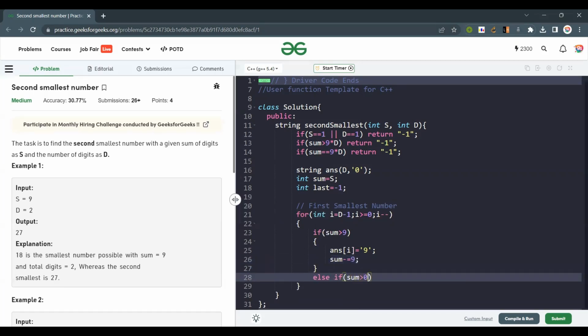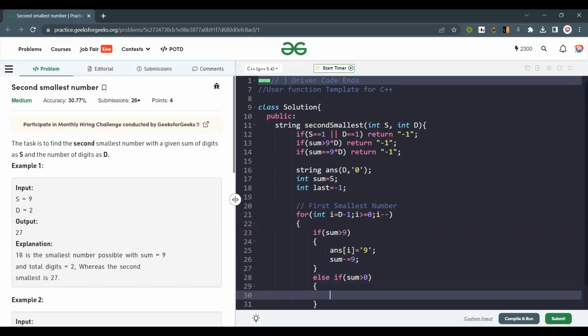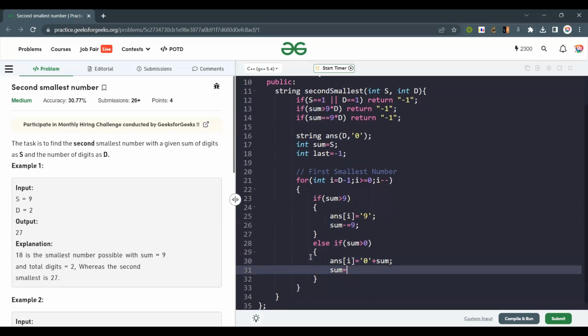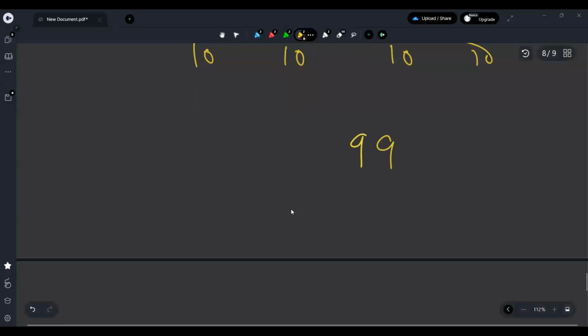Now if sum is greater than 0, what does that mean? That means answer[i] is equal to 0 plus sum. Also, sum is set to 0, because if the last number is, let's say, 8, just 8 will be there and sum will become 0, because I can't add any more. The rest will be 0 0 0. If I am adding 9 9 and then 8, I will add 0 0 0, and sum will become 0 now. That's why I'm taking this condition.